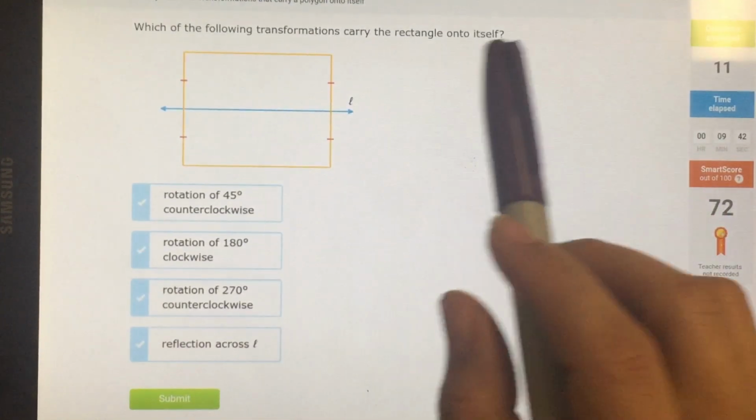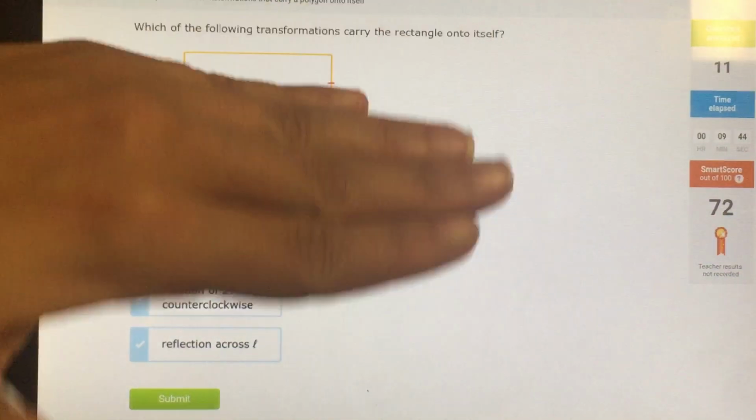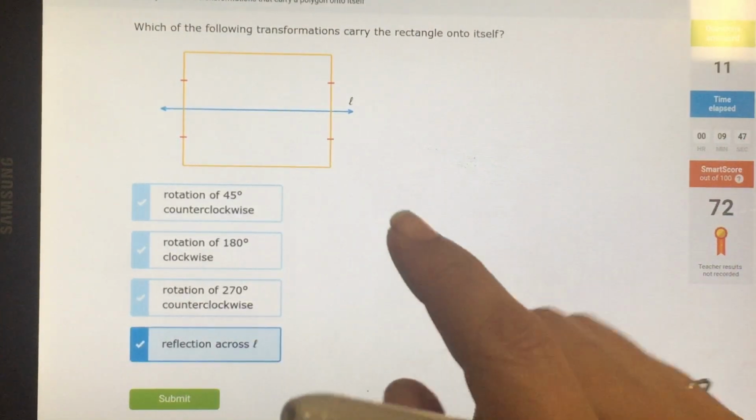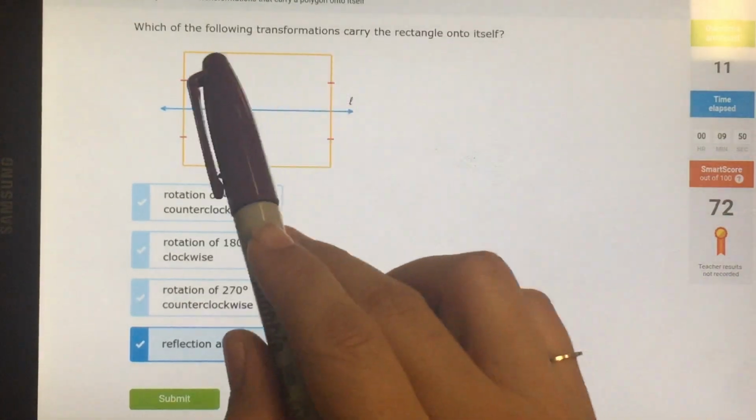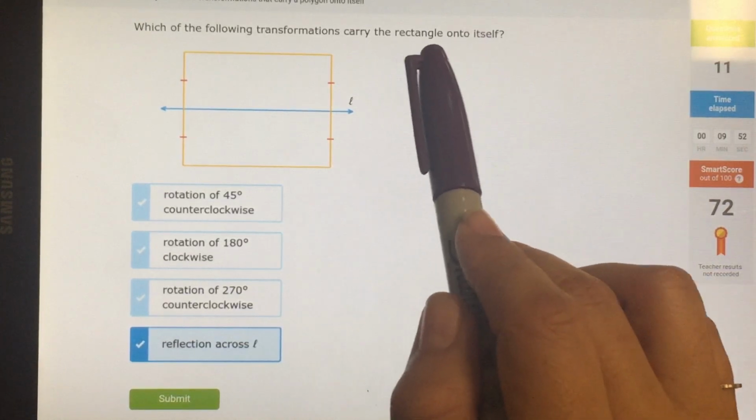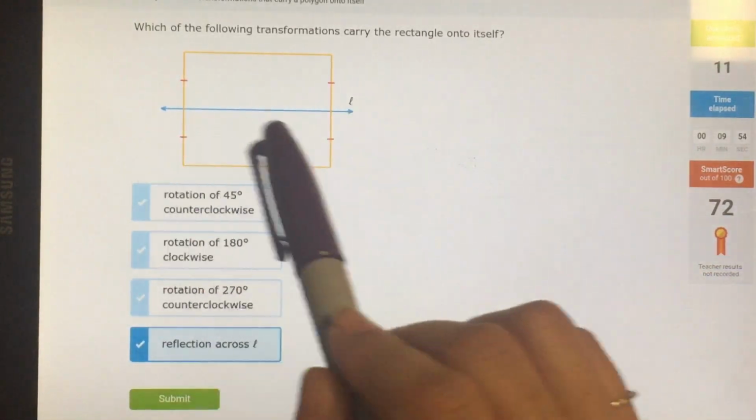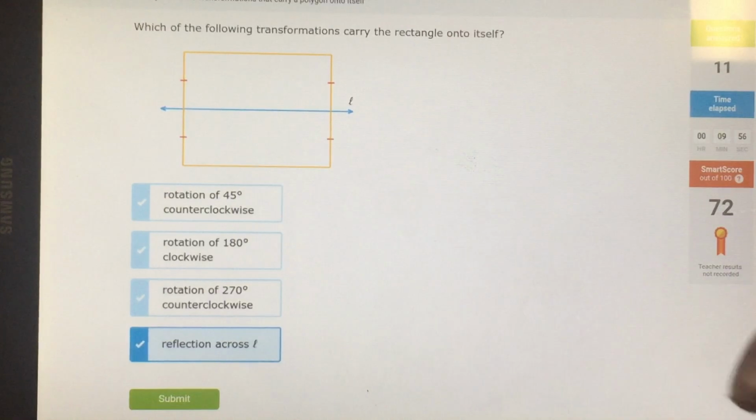Which of the following transformations carry? Okay, again, same thing. So if I fold it, is it going to fold into place? Yes, it is. And then rotational symmetry. Now, does it tell us that it's regular? No, because it's a rectangle, which means all the sides are not the same. So this one, you actually have to do it.